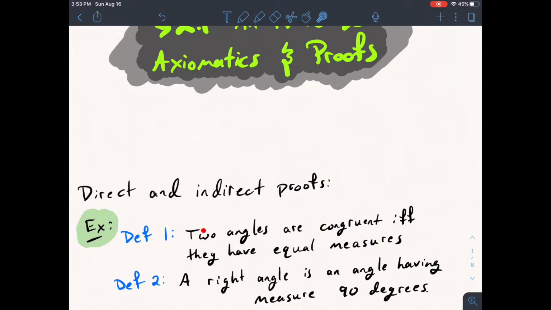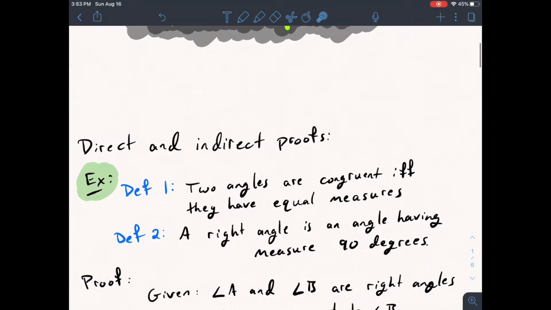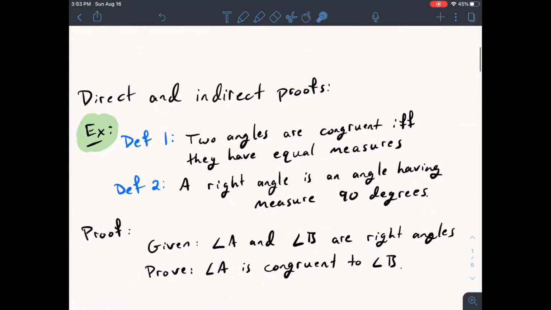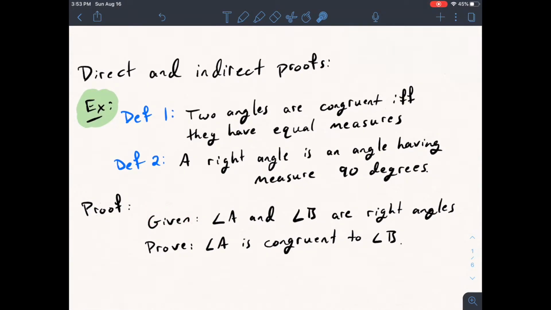Definition one is two angles are congruent if and only if they have equal measures. And definition two says that a right angle is an angle having measure 90 degrees. So hopefully you're all familiar with these two definitions. Okay, now what are we going to prove? The given is that angle A and angle B are right angles, right? And from that given hypothesis, we want to prove that angle A is congruent to angle B.